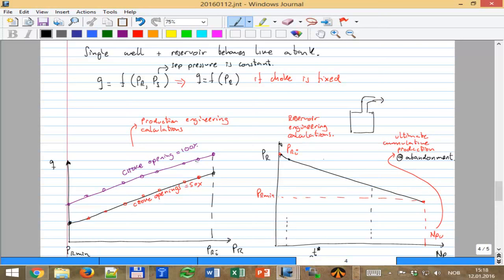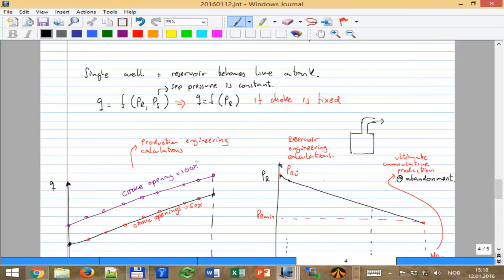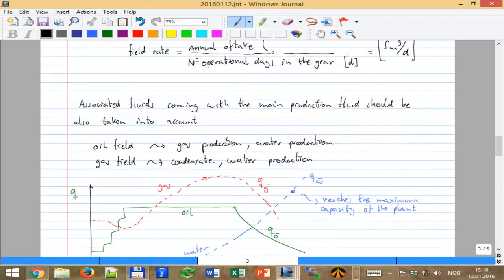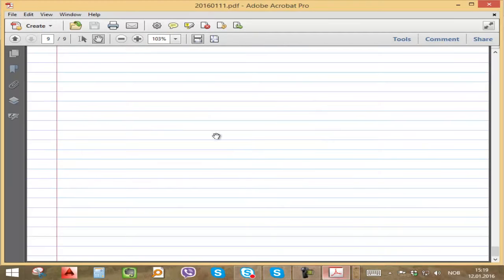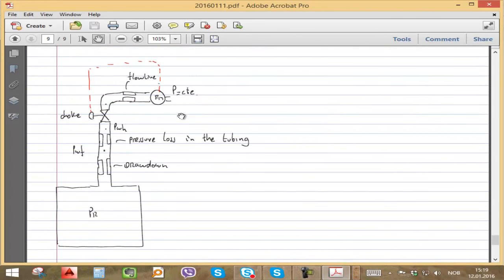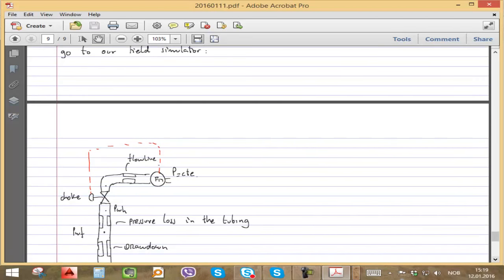And then we said, we go to the production engineering department, and remember, the production engineer doesn't have to know anything about what has happened in the past. You just have to give him this system and tell him what the reservoir pressure is. Then he will do his calculation and tell you this is the flow rate that you have. If you change the reservoir pressure, then you get another flow rate, and that's why you get this trend that I showed you.